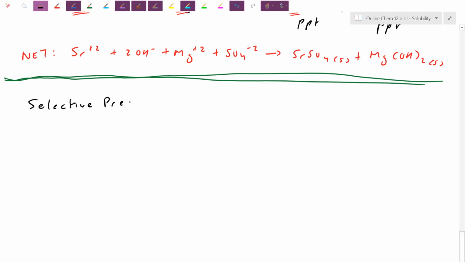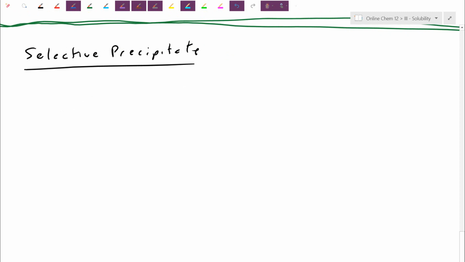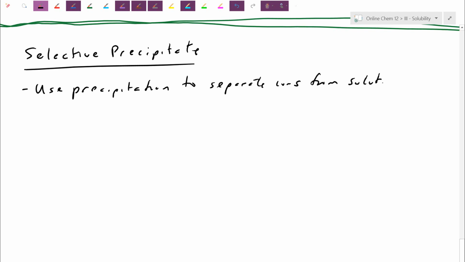Maybe we can take advantage of this, which ones are low soluble, which ones actually form solids, to actually separate mixtures. So let me just give you the overall goal here. We're going to use a precipitation method, use precipitation to separate ions from solution. Right? Because when they're ions and they're fully dissolved, they're all mixed up, right?